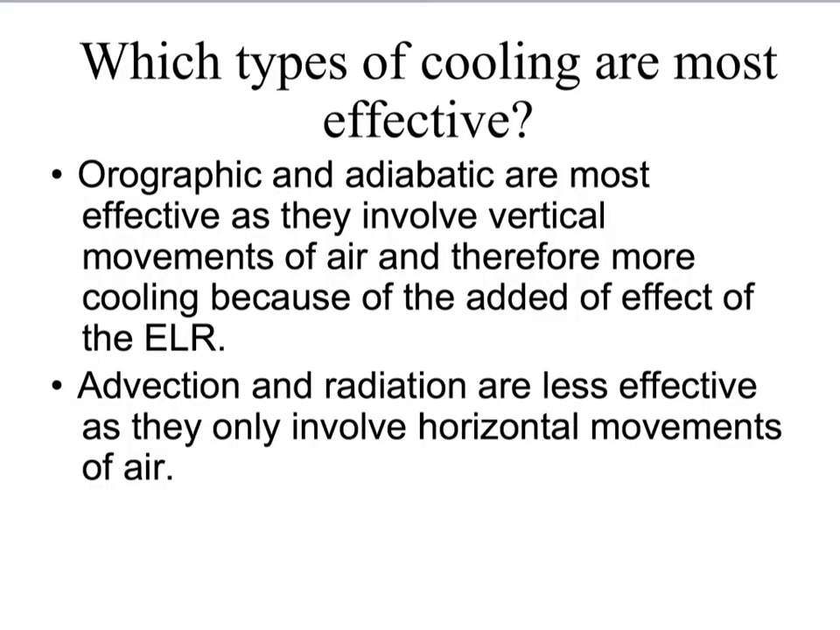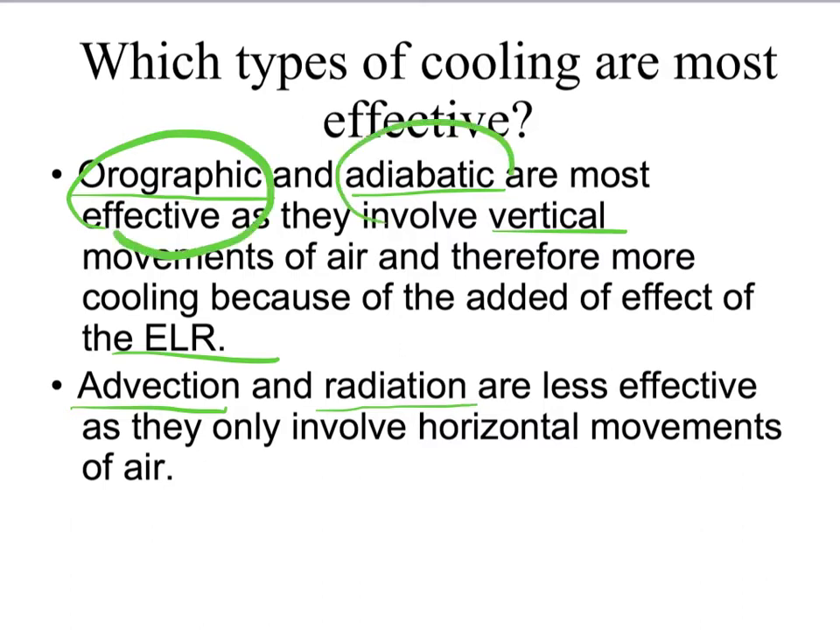Of these 4, the most effective at cooling are orographic and adiabatic, basically because they're going upwards. So the most efficient way of cooling air is to send it upwards because the environmental lapse rate is helping it to cool. We know that things get cooler the higher they go. The other 2 are less effective, advection and radiation fog, because they're only really horizontal movements of air or very close to the ground. So orographic and adiabatic are the ones that we're really interested in when we're talking about cooling to saturation point in the rest of this presentation.